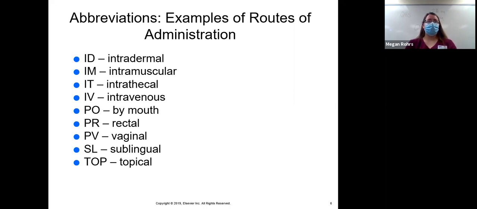Yeah, so a way a drug gets into the body, right? So the first one we see is intradermal. What does that mean? Into the skin, yeah. Intramuscular, into the muscle. What about intrathecal? Yeah, into the spinal column, so where you give epidurals. Intravenous, into the vein. PO is by mouth. It really stands for per oral, but in English we just say by mouth. Same with PR and PV, so per rectum or rectal, per vagina or vaginal.